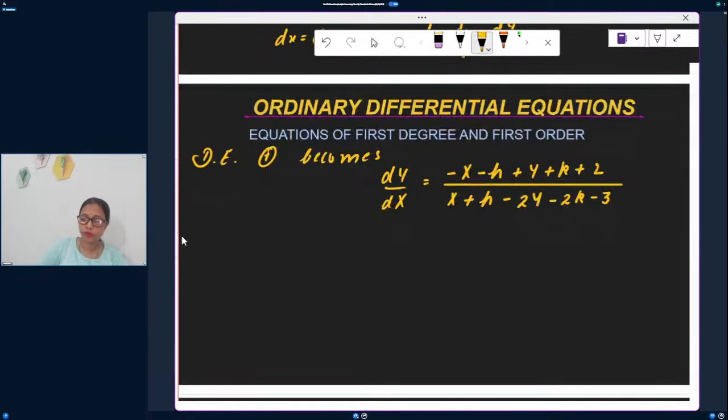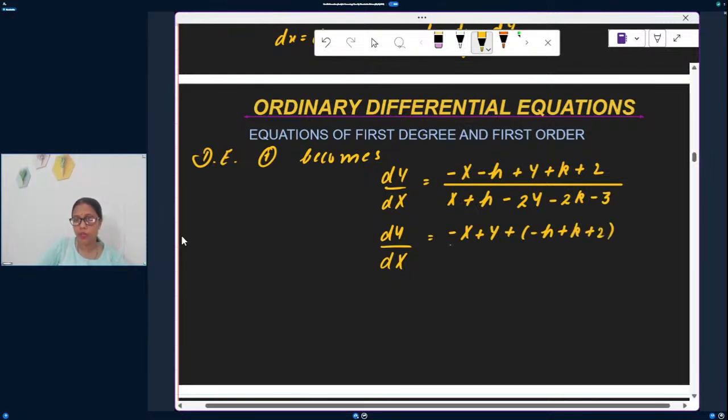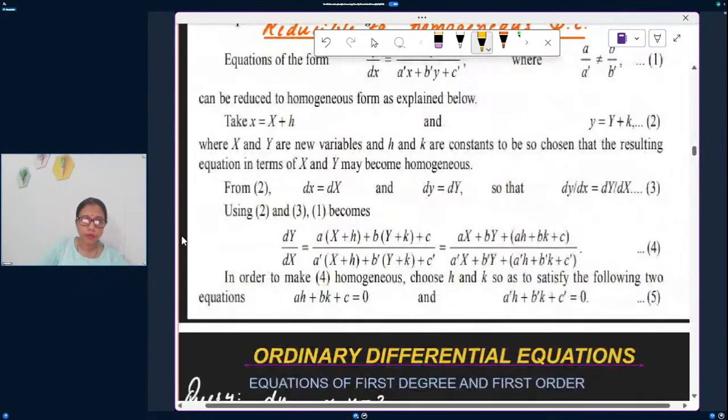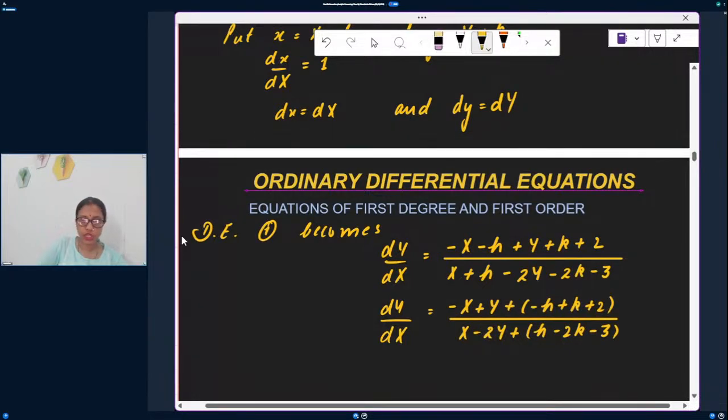Alright. dY by dX can be written as minus X plus Y, and then minus h plus k plus 2 is the constant, divided by X minus 2Y plus h minus 2k minus 3. Now look at this. So equation 3 becomes this. See, this is the exact form I have given to my equation. In the bracket, I have taken those constants, h, k, and the constants.